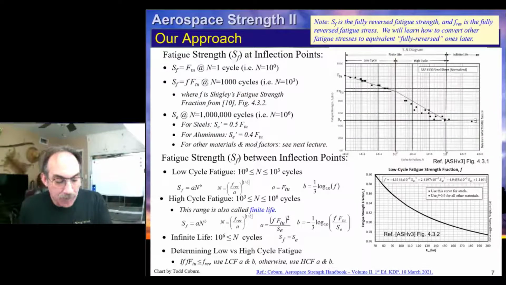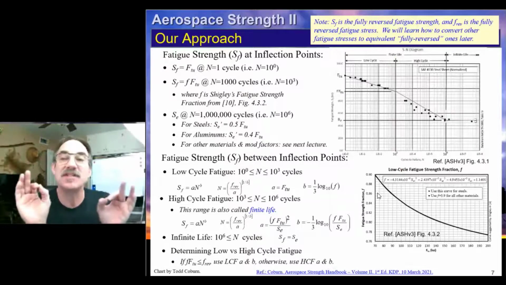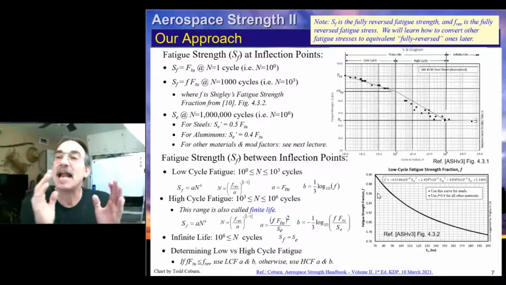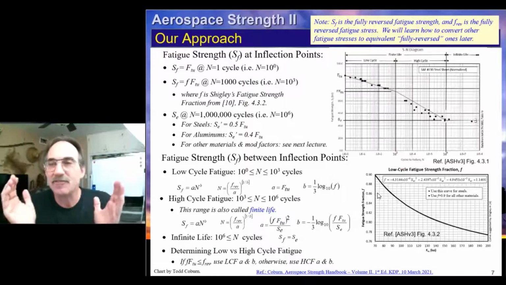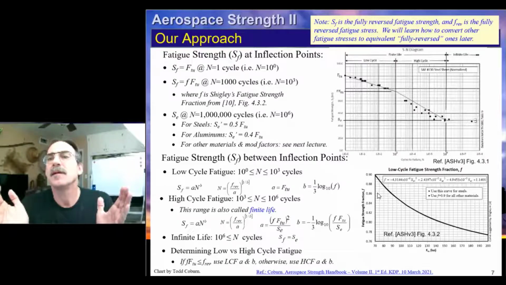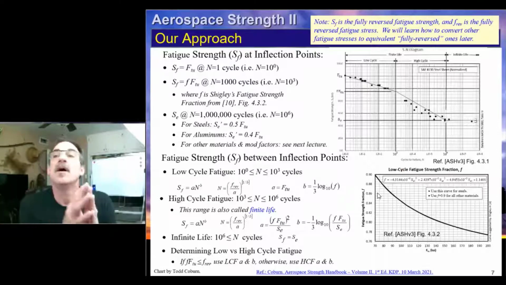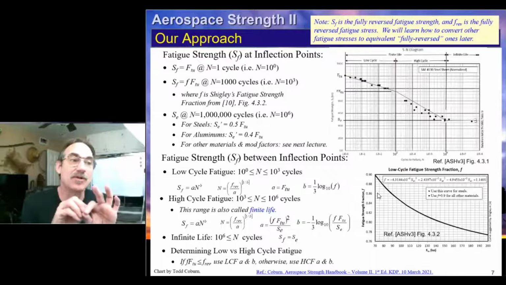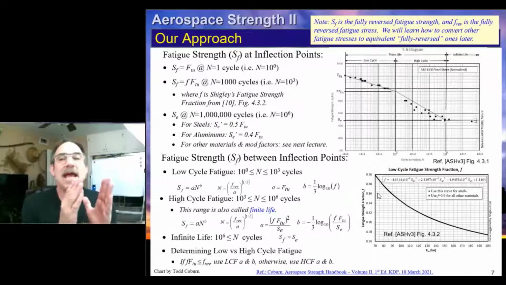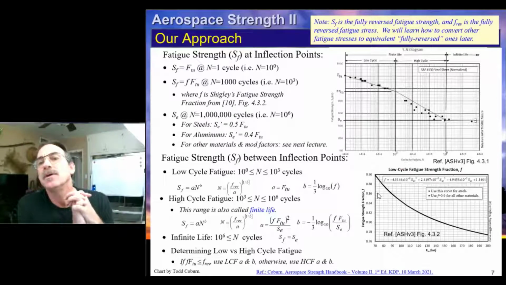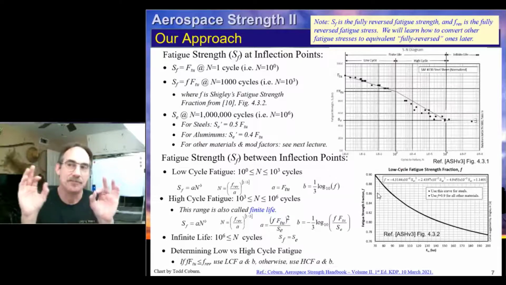Let's say we have a part that has an allowable number of cycles of 10 million. Is that high cycle, low cycle, or infinite life? Infinite. Anything over 1 million, we're assuming is infinite, right? What if we have an allowable number of cycles of 200,000 cycles? High cycle. What if we have an allowable number of cycles of 400 cycles? Low cycle. Right. You with me?